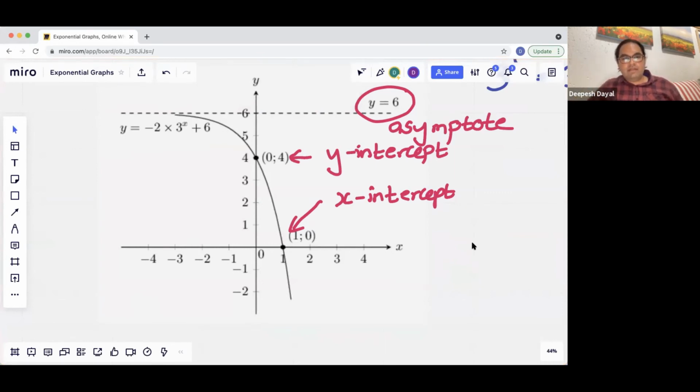Okay, and that's your graph. And remember here, the asymptote, this graph doesn't touch it. It comes close, but it doesn't touch. So this graph here, if you want, you can extend it like so, but remember, it doesn't touch the asymptote. It comes close, but it doesn't touch, right? That's the definition of asymptote.